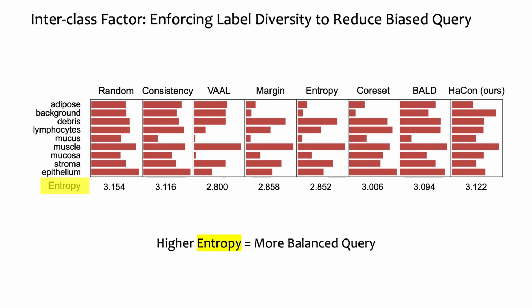Considering the overall labeling cost is relatively low, the neglected background and mucus classes will not be easily learned by the model. Some active methods' selected initial queries are closer to the original data distribution, such as consistency and bald.